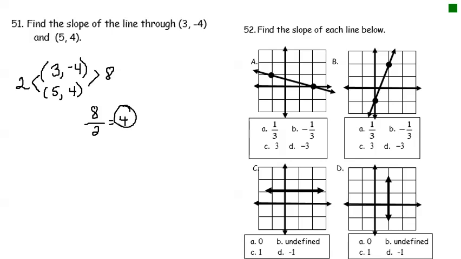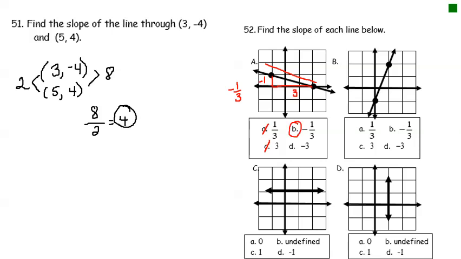Number 52. First thing that I notice is this line is going down, so I know that it is negative. So we could rule out all of the positive ones. And then I start on the left and I go down 1, so that reinforces that it's negative, down 1, and then over 3. So our slope is down 1 over 3, so -1/3, B.